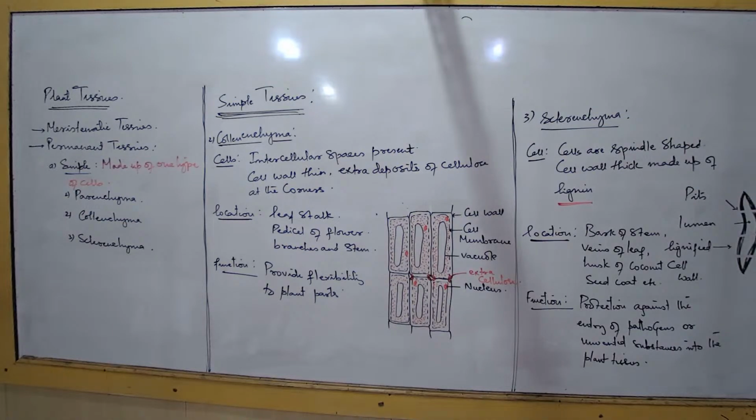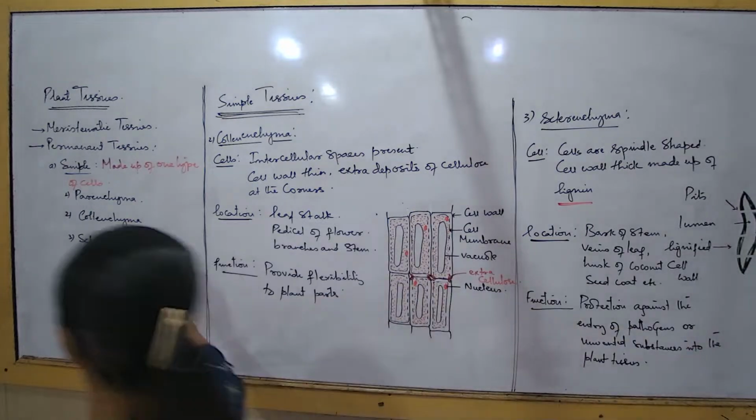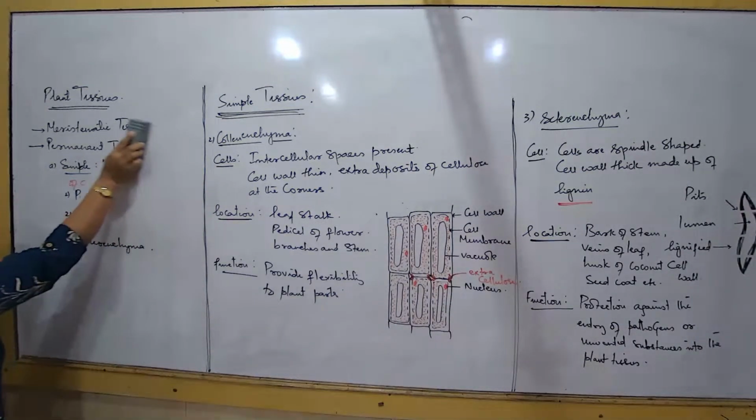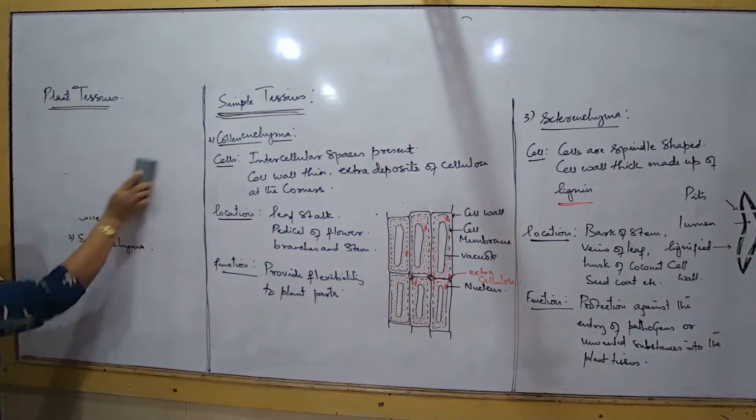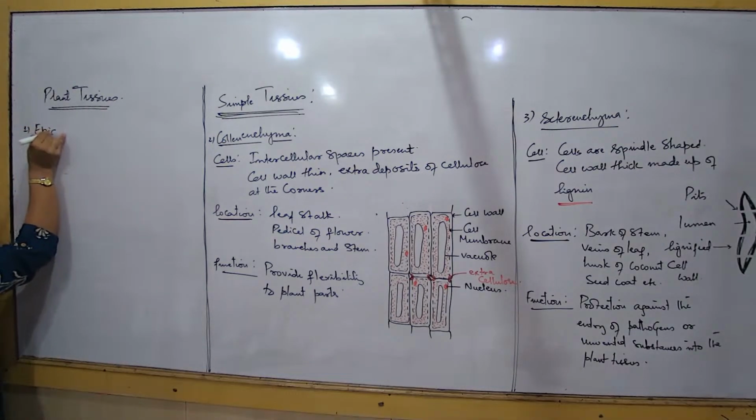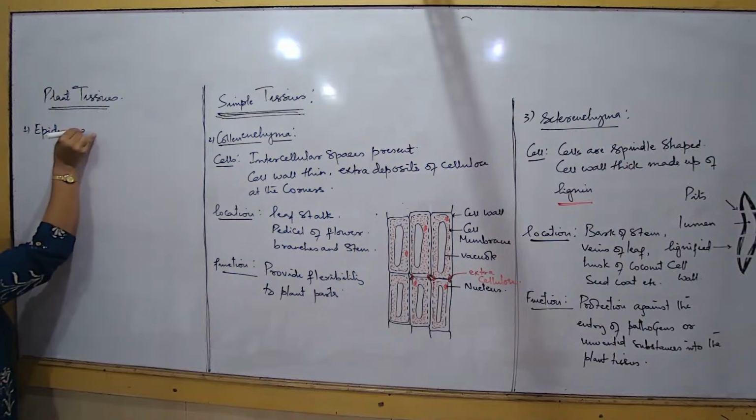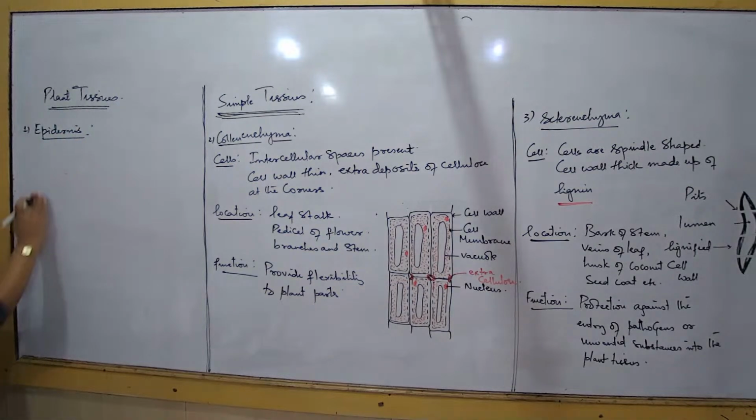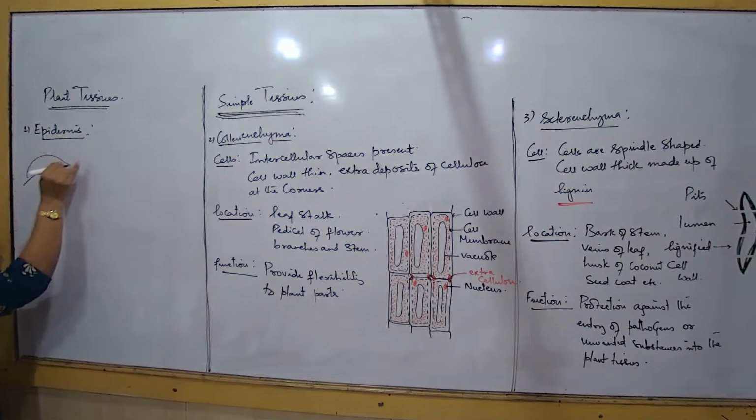So these are the basic plant tissues we have been talking about. Now we talk about some specialized types of tissues. Number 1, we will talk about the epidermis. Where is the epidermis present and what does it do? I talk about a particular leaf now.